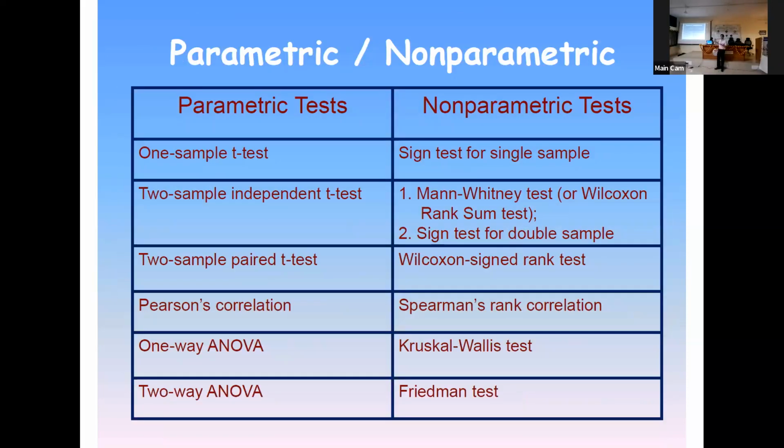पैरामीट्रिक वर्सेस नॉन पैरामीट्रिक, ये थोड़ा सा छोटा सा है। वन सैंपल टी टेस्ट आप लगा सकते हैं, तो उसके इक्विवेलेंट में साइन टेस्ट लगा सकते हैं। टू सैंपल टी टेस्ट तो मान विटनी, साइन रैंक, टू सैंपल पेयर्ड विल्कॉक्सन साइन रैंक। पियर्सन कोरिलेशन अगर वहां हमने पढ़ाया होता तो यहाँ स्पीयरमैन हो जाता, वन वे अनोवा पढ़ाया होता तो यहाँ पर क्रिस्टल वालिस हो जाता, टू वे अनोवा पढ़ाया जाता फ्रीडमैन हो जाता.